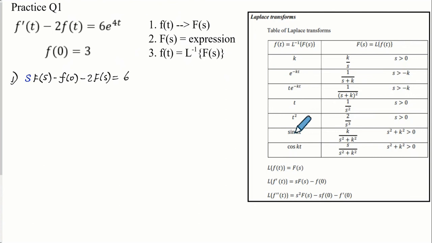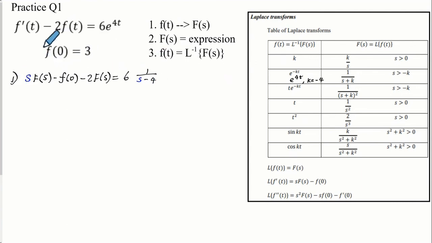E to the 4t, I pattern match here, e to the minus kt. So that must mean my k here is a negative 4, because minus k makes a minus minus of a positive 4. So my Laplace transform of e to the 4t, therefore, is 1 over s plus the k, which we just said k is a minus 4, so s minus 4. So that's the first step.